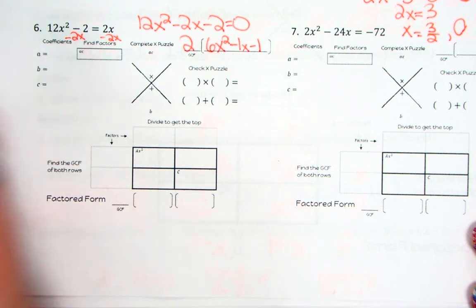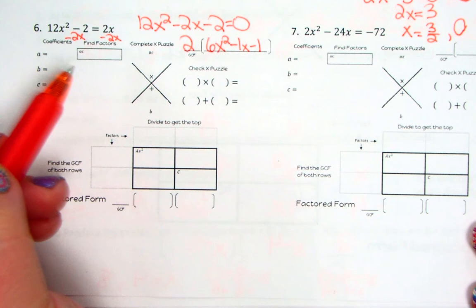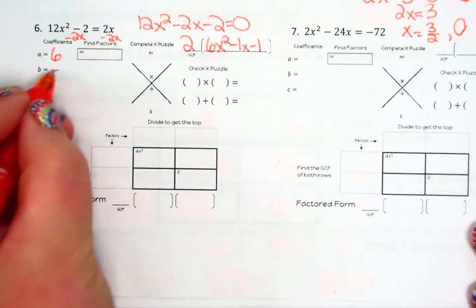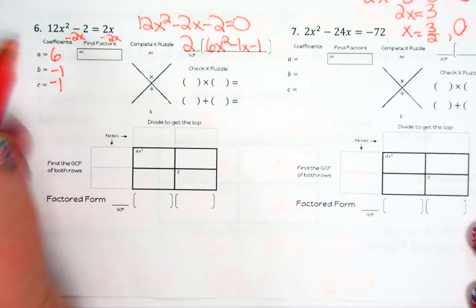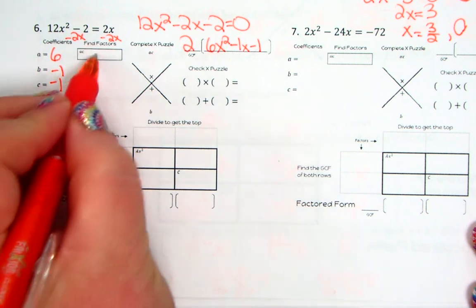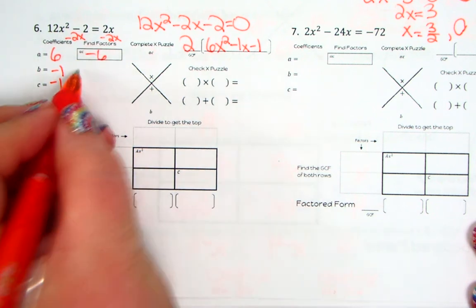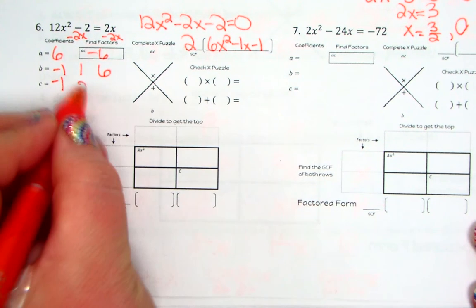And so when I label A, B, and C, it's coming from my part that I took the GCF out of. 6, -1, -1. So A times C gives me negative 6. Factors of negative 6, or factors of 6, 1 and 6, 2 and 3.